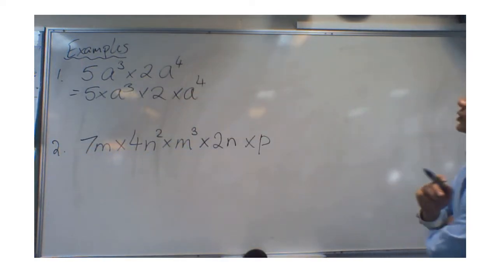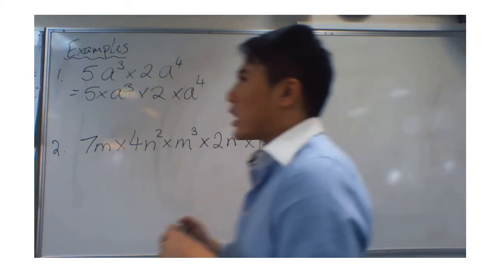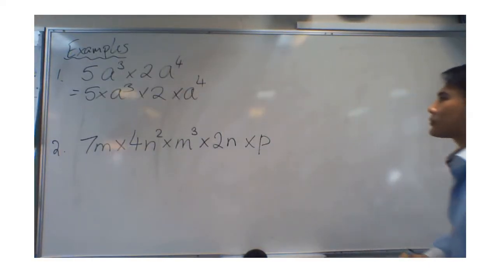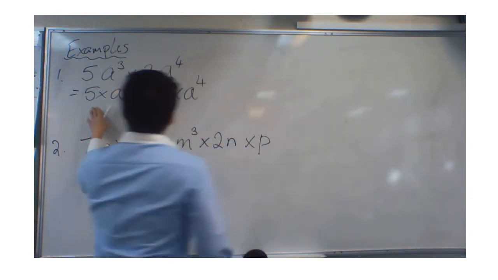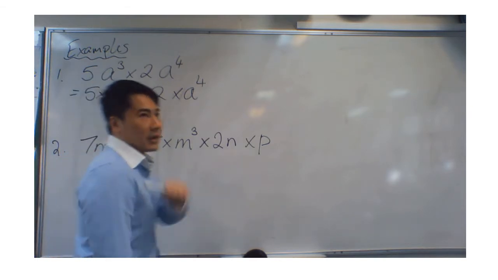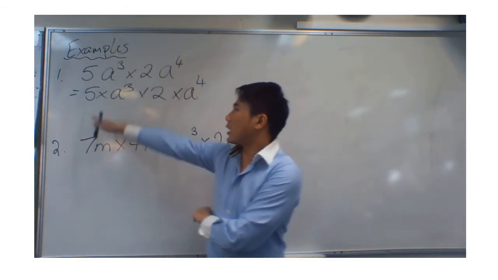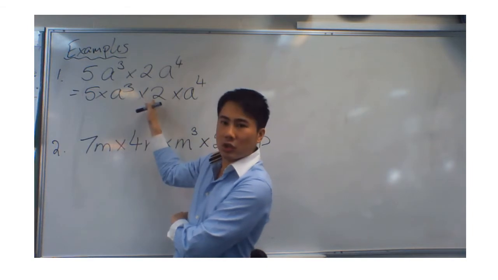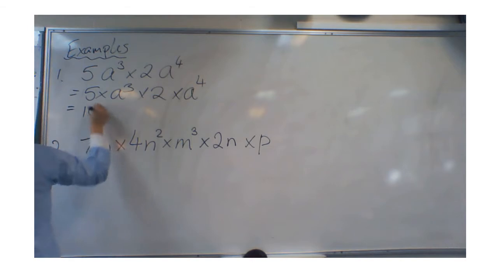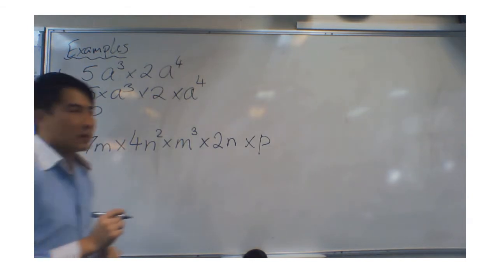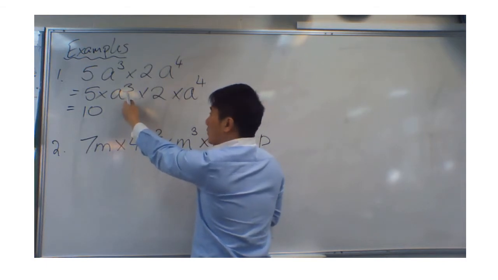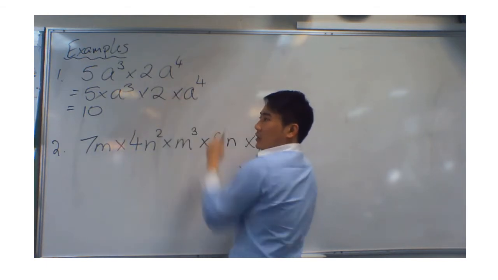Alright? So here, we can group the similar items together. Right? What can I multiply this 5 with? 5 is a number, it's a constant. I can multiply the 5 with the 2. Right, 5 times 2 is just 10. Remember the times table, 5 times 2 is 10. What can I group this a to the power of 3 with? A to the power of 4, right?